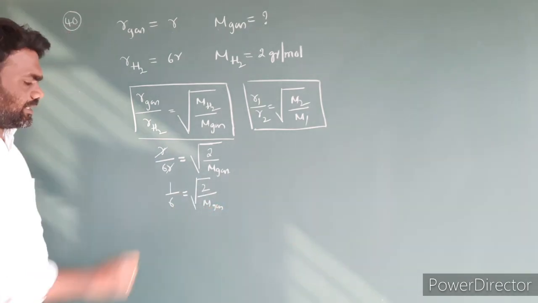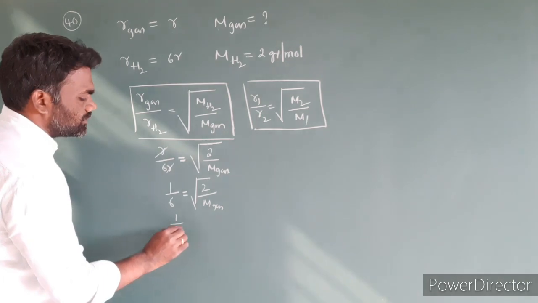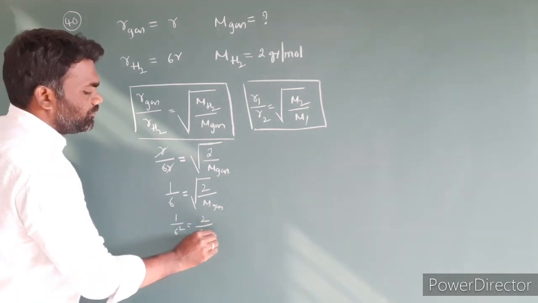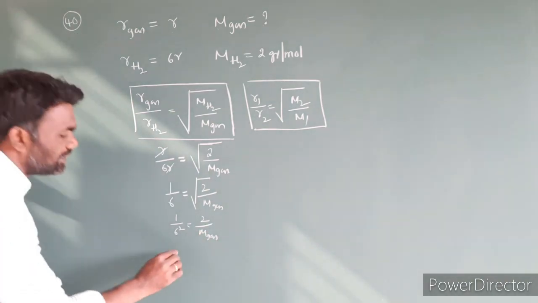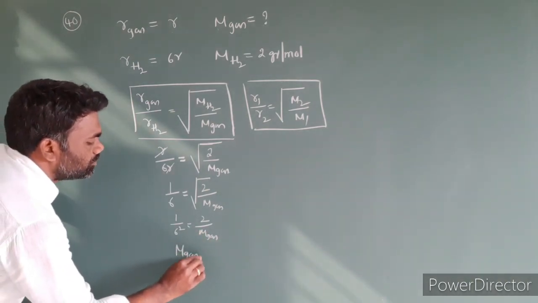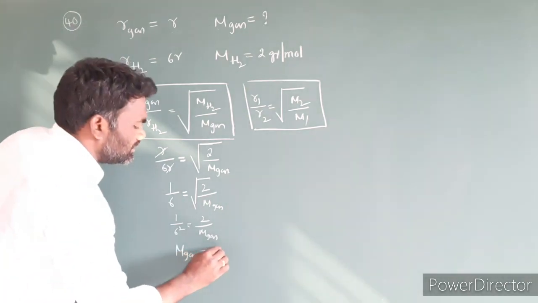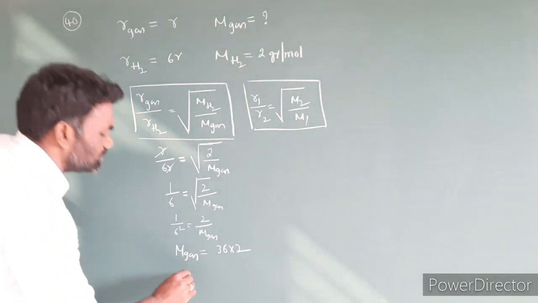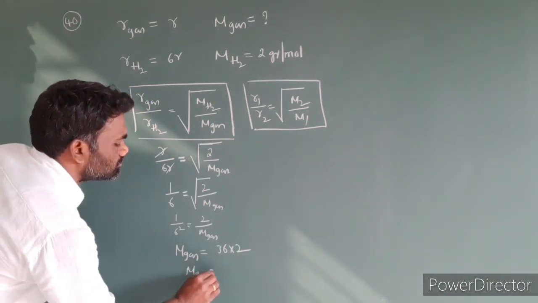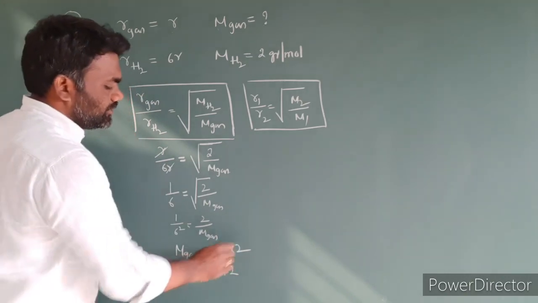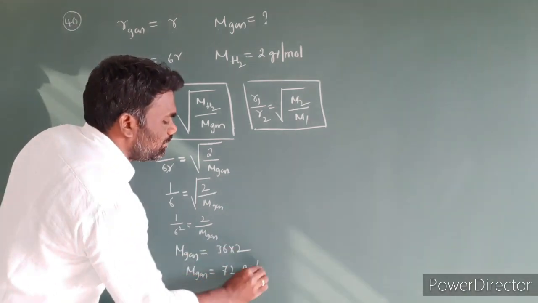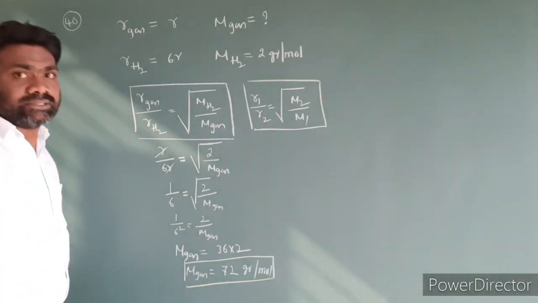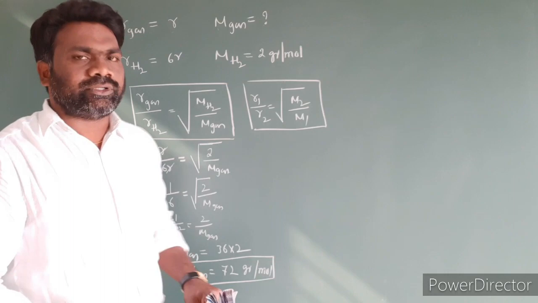Squaring on both sides, we get (1 by 6) squared is equal to 2 by molar mass of gas, isn't it? So we have to calculate the molar mass of gas. The molar mass of gas is equal to 36 into 2, isn't it? So the molar mass of gas is equal to 72 gram per mole. So this is the final answer: the molar mass of gas is equal to 72 gram per mole.